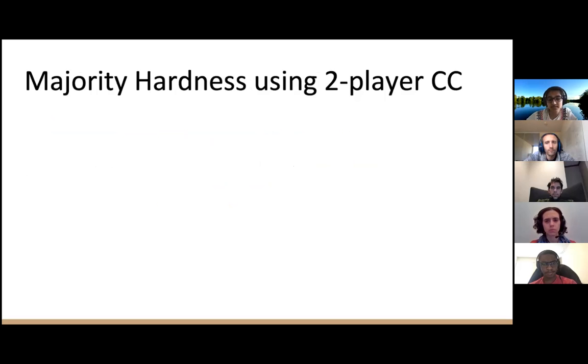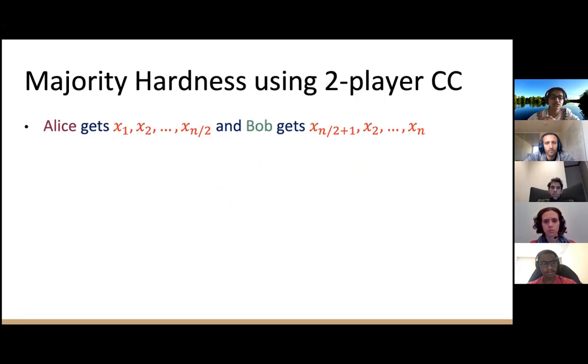Let's dig a bit deeper into how to prove majority hardness using two-player communication complexity. Such lower bounds work as follows.